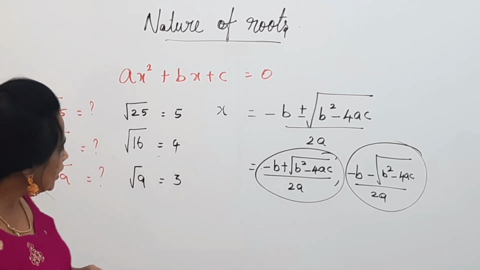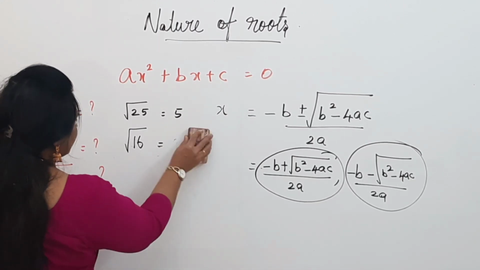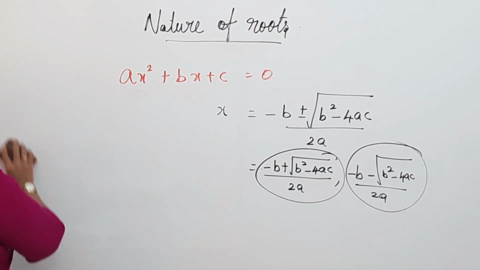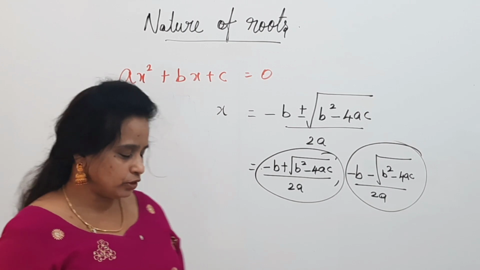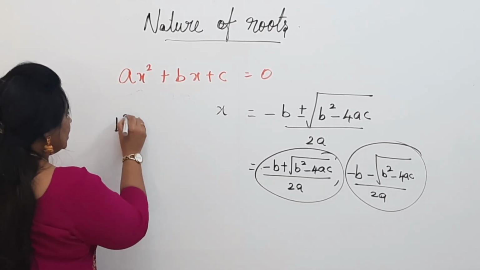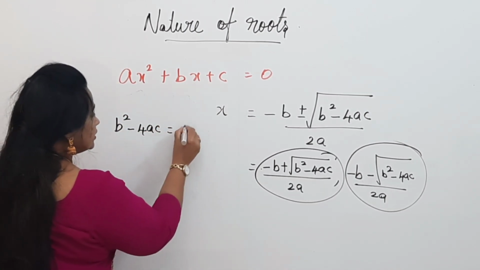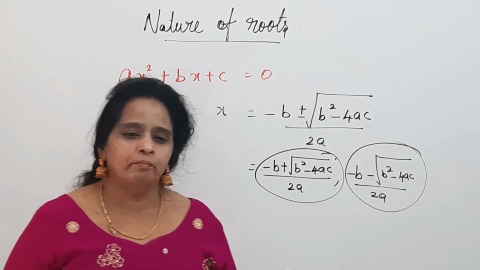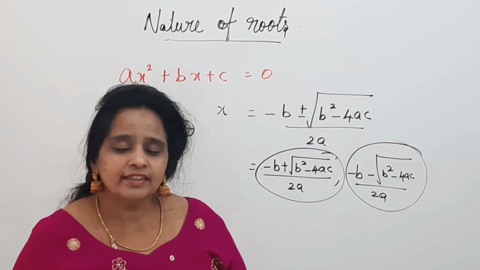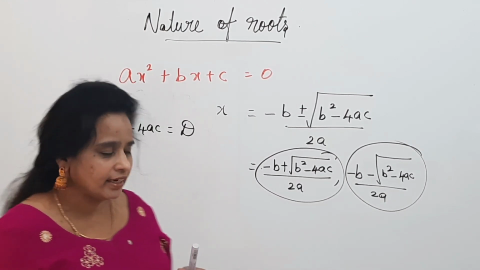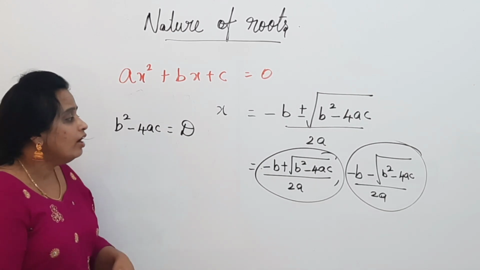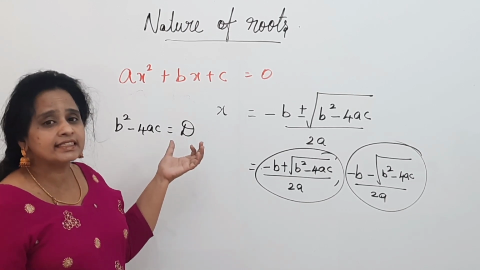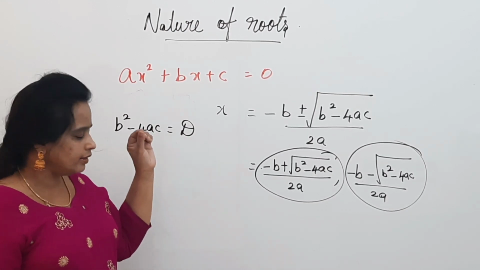Now, I tell you in a very brief way, that is b square minus 4ac. If I consider that, it determines the nature of the roots. So, we actually call this b square minus 4ac as D. That is discriminant. It's a new word in your math journey. That is D. D is discriminant. That is b square minus 4ac, which determines the value of x. So we call that discriminant and it is denoted by the letter D.